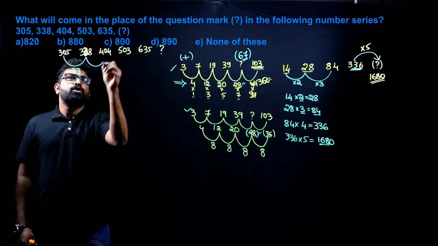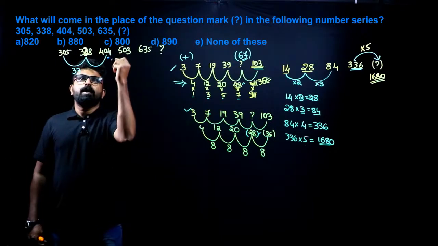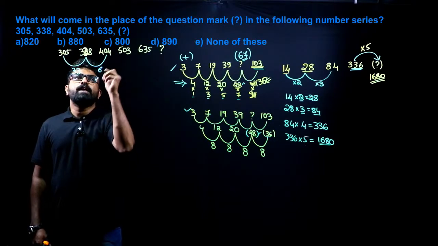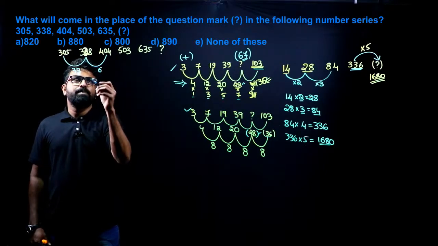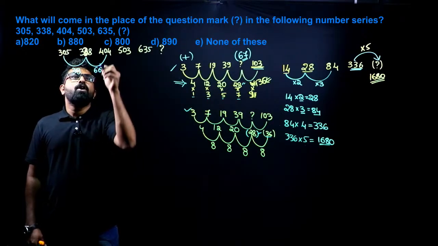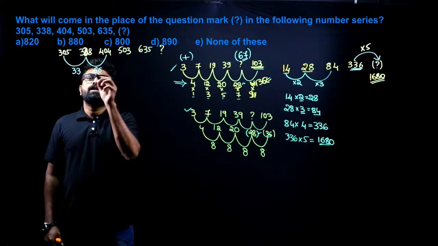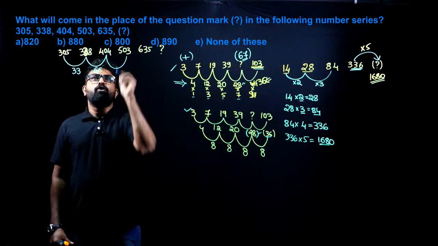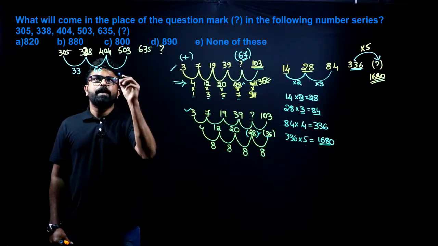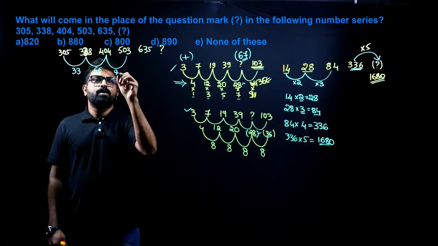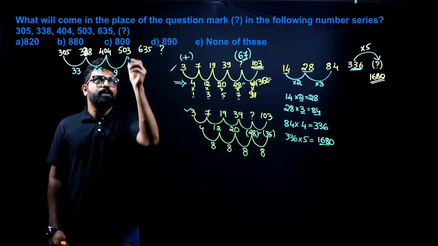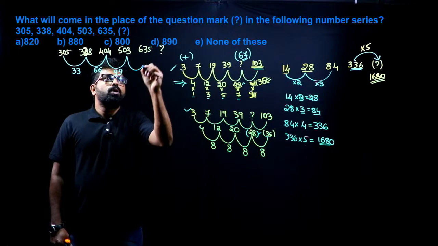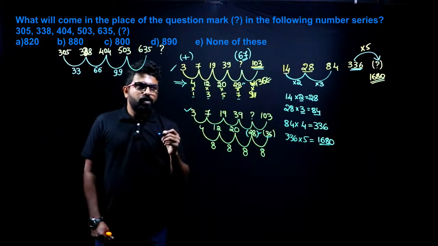What about 338 to 404? 338 plus 6 gives me 344. 340 plus 60 gives me 404. So 33, then this is 66. And then what about this 404? 404 plus 90 gives me 494. 494 plus 9 gives me 503. So this is nothing but 99. So what about 503 to 635?